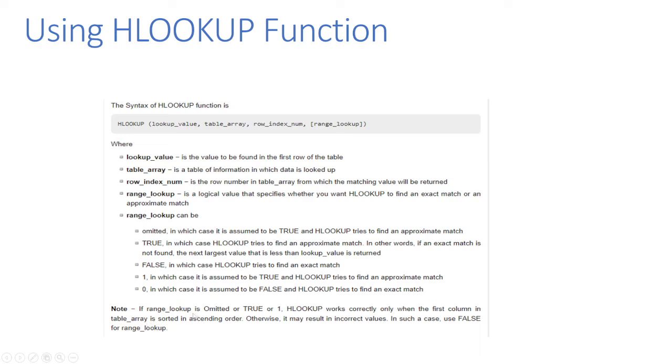So if range lookup is omitted or true or 1, HLOOKUP works correctly only when the first column in the table array is sorted. I think this should be the first row, not first column. Otherwise, it may result in incorrect values. In such a case, use false for range lookup. So this should be first row.